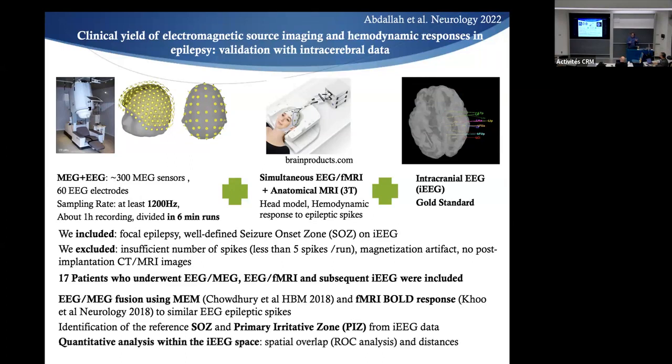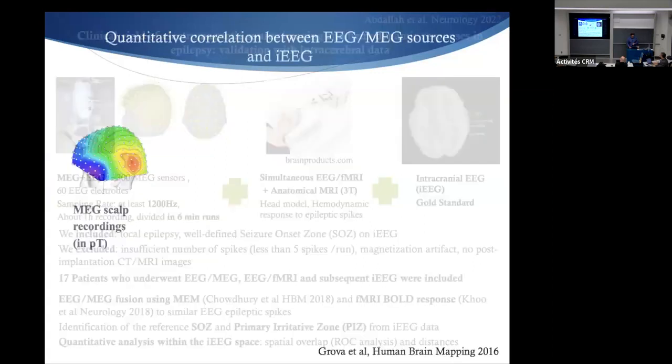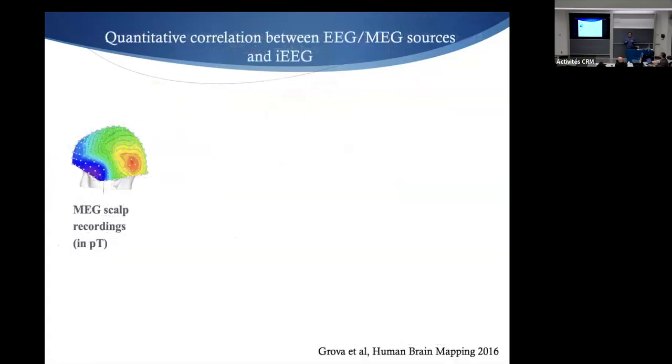And then we propose a quantitative comparison. So the first thing was to put everything into the space of the SEEG data. So what we propose here is to convert our MEG signal on the scalp into virtual intracranial EEG data. So to do that, we did 2 steps.